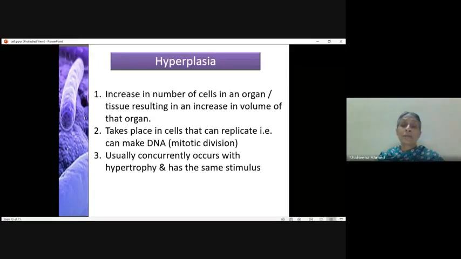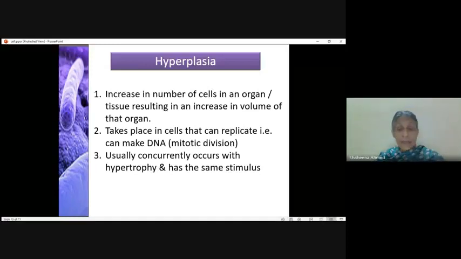Hyperplasia, in this the number of cells in an organ increases. It's not the size, it is the number of cells, and this is only possible in those organs and tissues which have the capability of mitosis. Unless and until a cell has the capability of mitotic division, it cannot undergo hyperplasia.